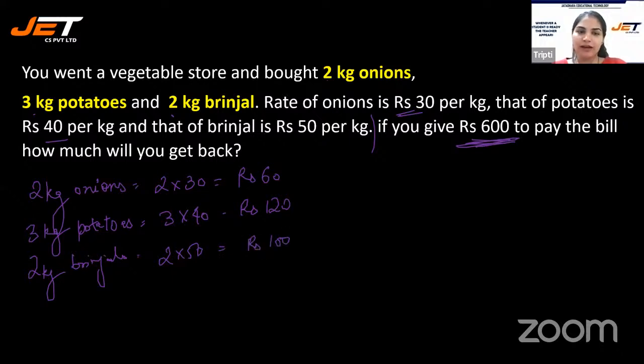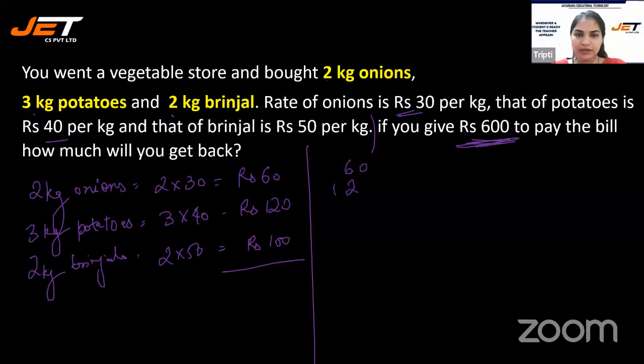Now, this is where you have multiplied. Now, let's add them up. What is the total? So, 60 plus 120 plus 100. It's 280 only. Okay.